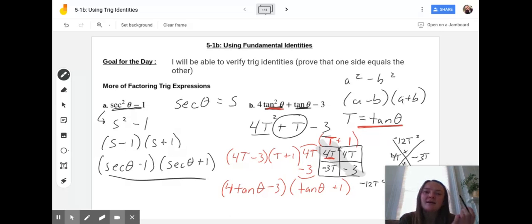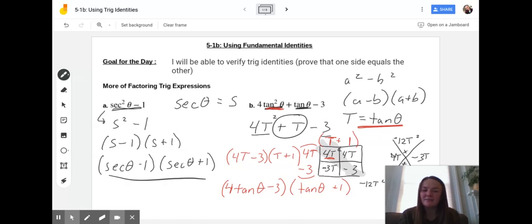We realized that, hey, when I factor a trig expression, it's really the same thing as factoring a traditional expression. For example, secant squared theta minus 1, that's really the same thing as me saying something squared minus 1. If I take secant to be s, it's s squared minus 1. S squared minus 1 is actually really easy to factor. It's a difference of squares. And so what I get is s minus 1 times s plus 1. And if I replace back, I get secant theta minus 1 times secant theta plus 1.